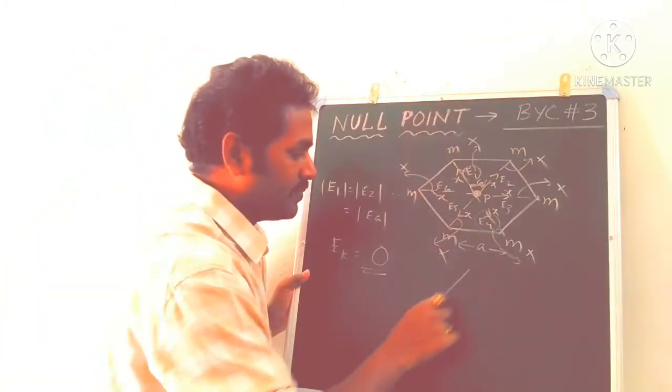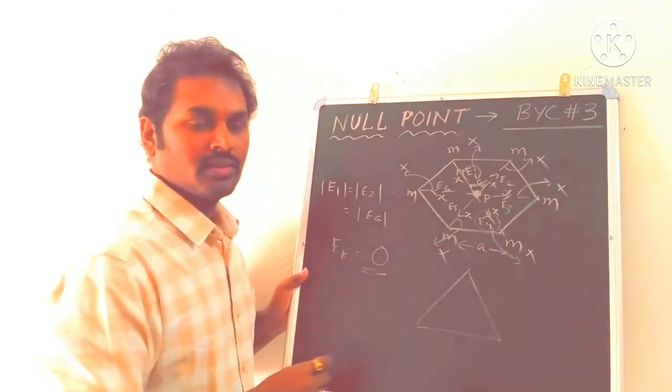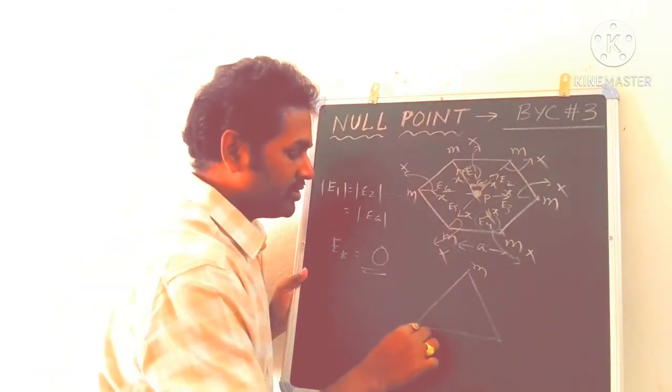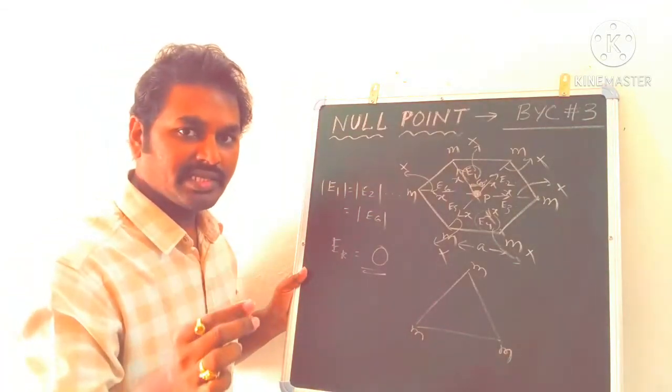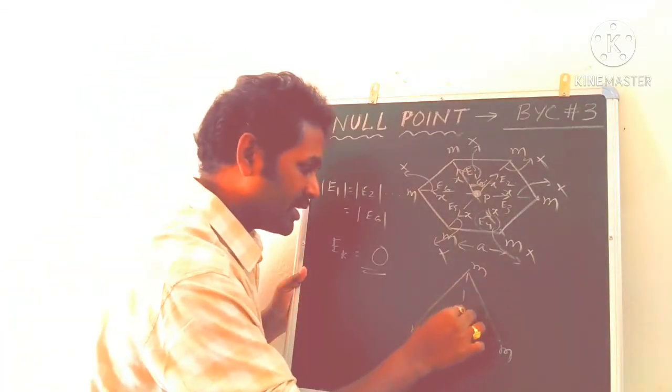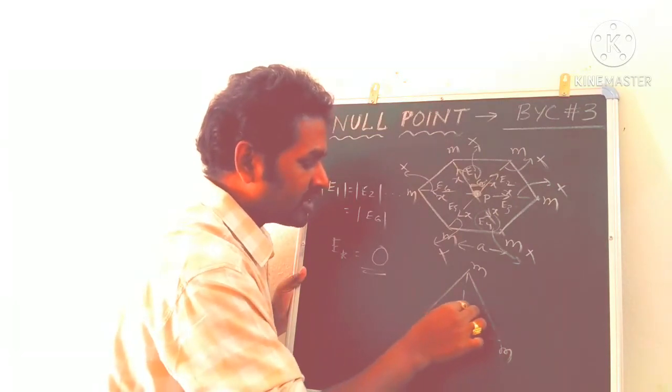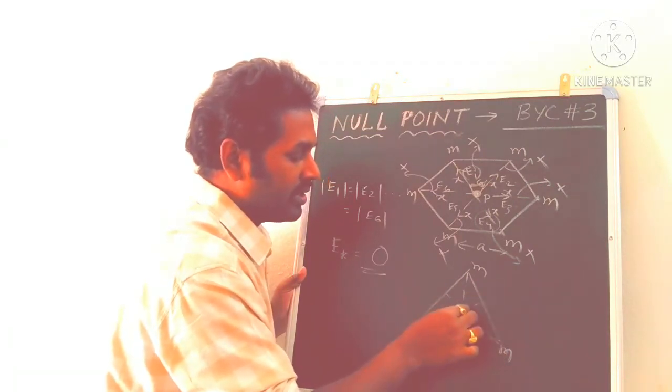Even if you take a triangle with 3 equal masses which are placed at the vertices, the resultant field intensity at the centroid, you can take the centroid. It is the point of intersection of the medians. And here is the point.